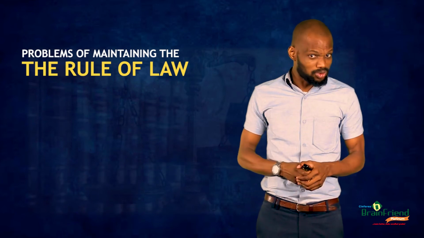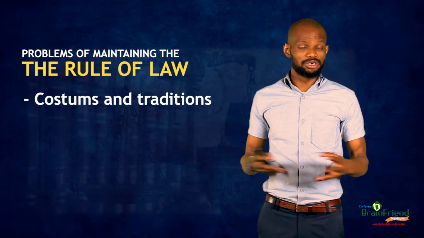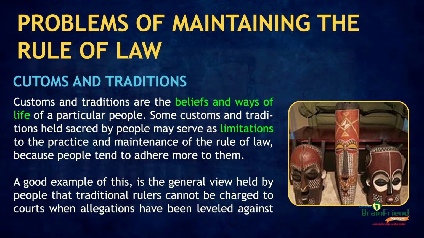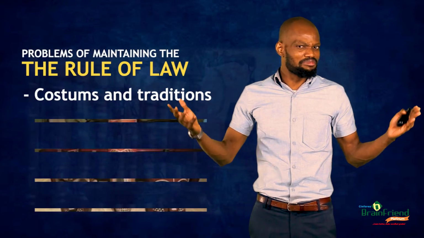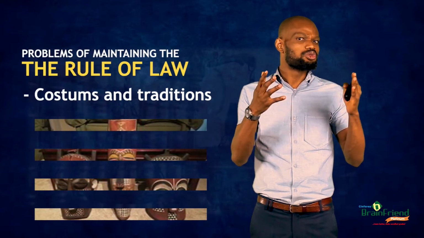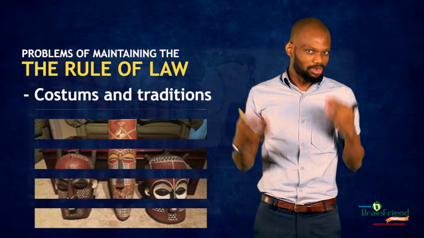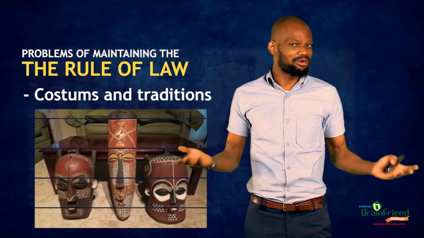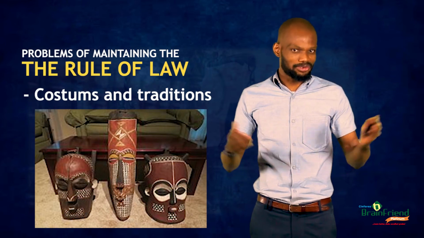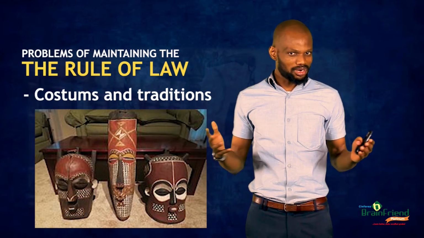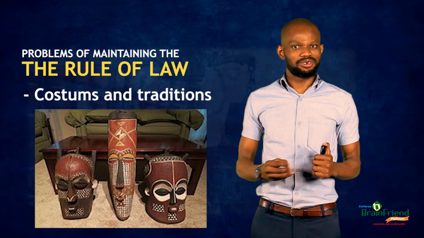Another problem with maintaining the rule of law is customs and traditions. By customs and traditions, we mean a people's way of life. In other words, their beliefs, their worldviews, their practices, their cultural beliefs, and everything encapsulates into what is known as customs and traditions. A people, for example, may not see the law as strong enough to be binding on some of the customs which they hold. A very good example is the general opinion by some cultures that a traditional ruler must not be charged to court.